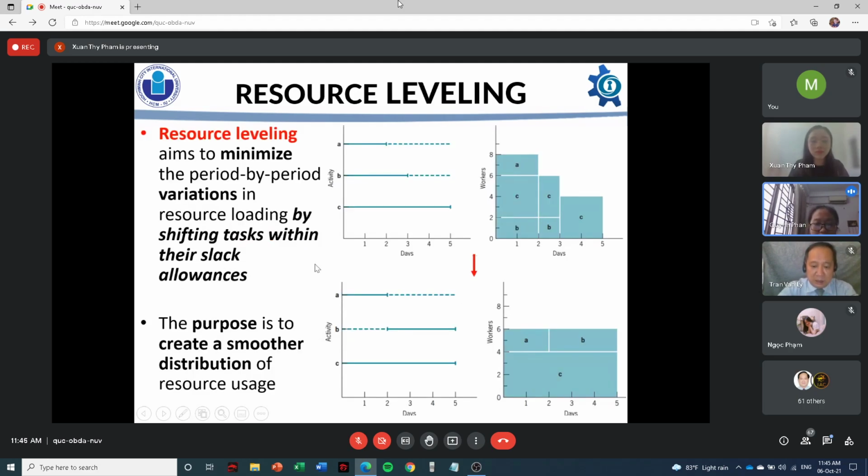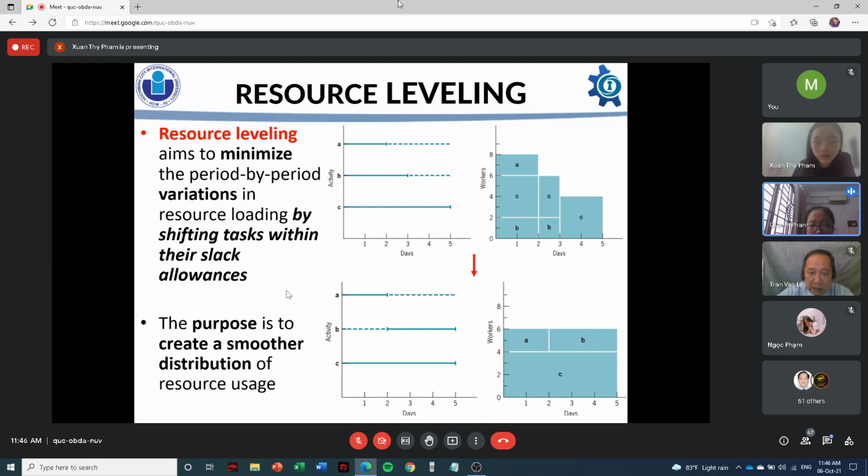Firstly, resource leveling aims to minimize the period-by-period variations in resource loading by shifting tasks within their slack allowance. It deals with time-framed project resources, which include the project budget and manpower. In other words, resource leveling balances the needs of the project with respect to the available resources at every stage, with time and available resources as the two main components. Projects with higher priorities will be completed first with the available resources. In technical words, we can say that the tasks on the critical path are completed first with the available resources.